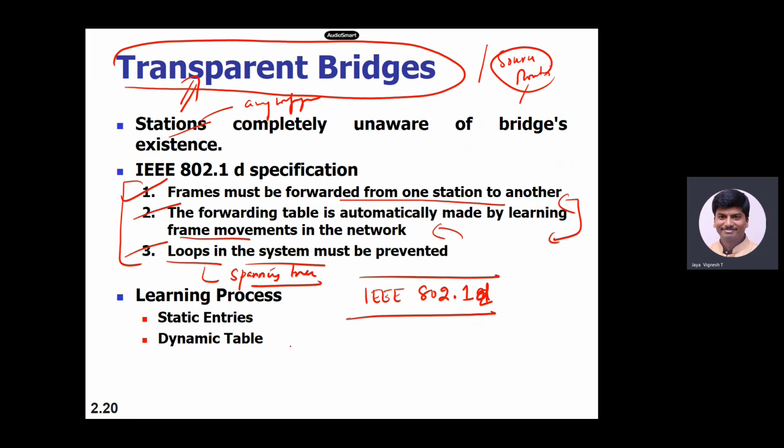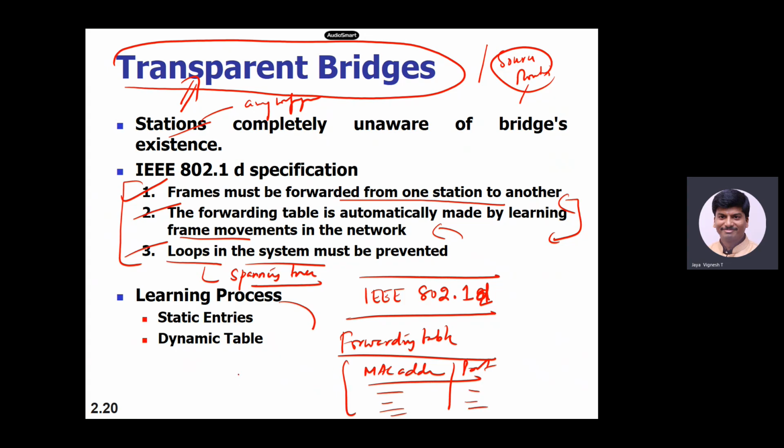So when it comes to the learning process, obviously the question now is, the bridge has the forwarding table, right? And it's going to have the list of all the MAC addresses and the ports to which they are mapped, correct? So if the network administrator feeds all these entries manually, then it's called a static entry. Static entry meaning someone goes and manually enters the information in the table. But this is going to be a problem, right? It's not going to be really dynamic.